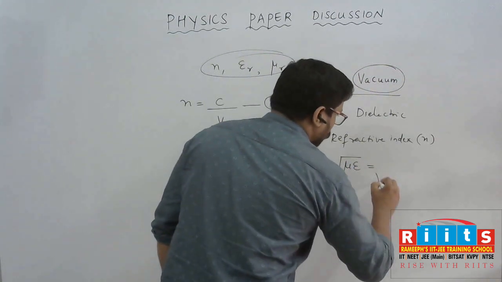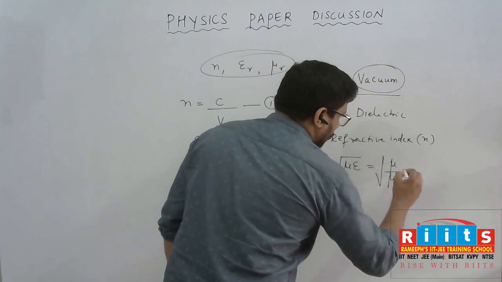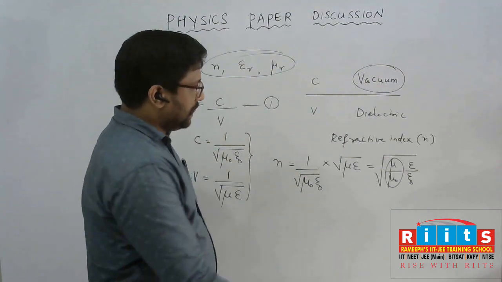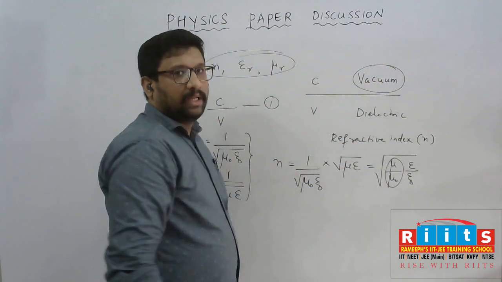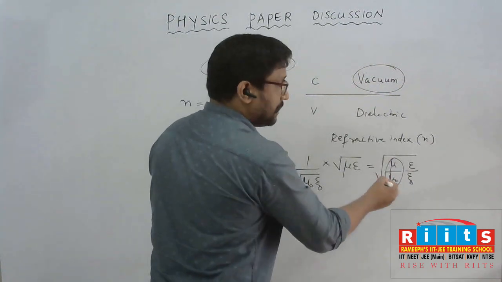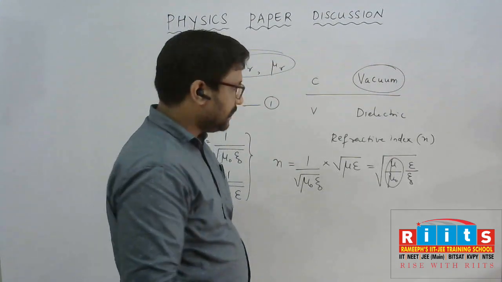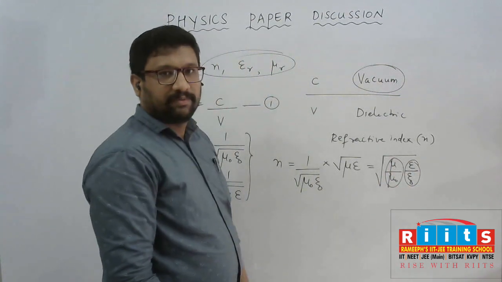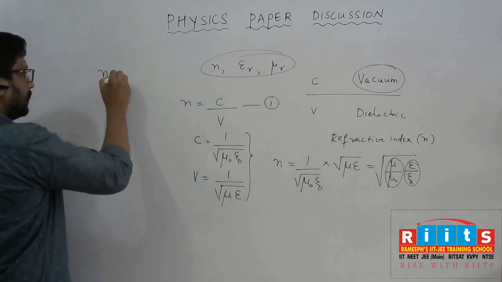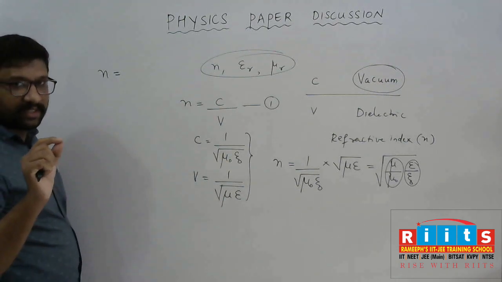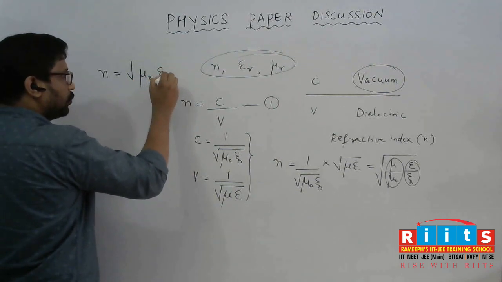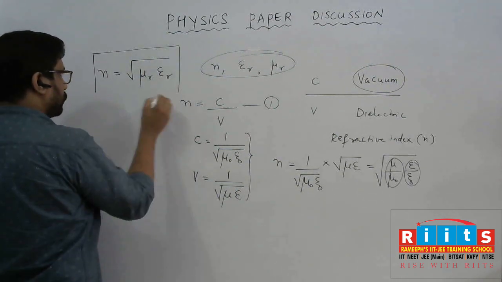So you are getting square root of mu by mu naught and epsilon by epsilon naught. Mu by mu naught is the permeability in any medium divided by the absolute permeability, or permeability in vacuum. This is known as relative permeability and this is known as relative permittivity. So a wonderful relation. Do remember this equation. The absolute refractive index of the given medium is square root of relative permeability into relative permittivity. Very important.